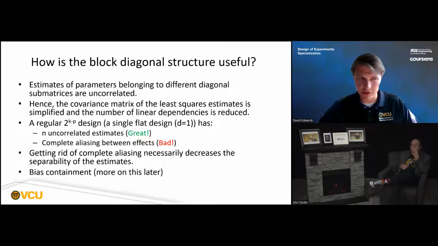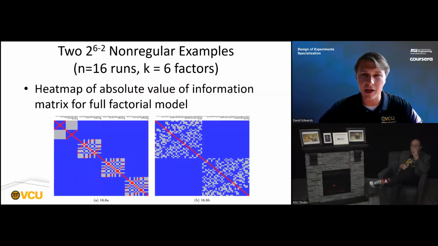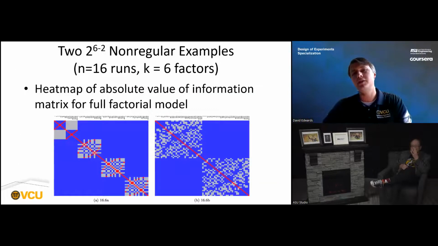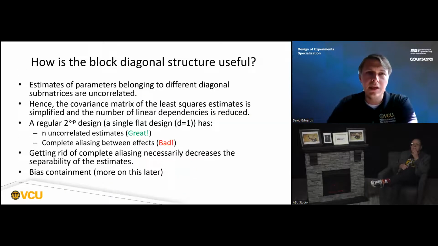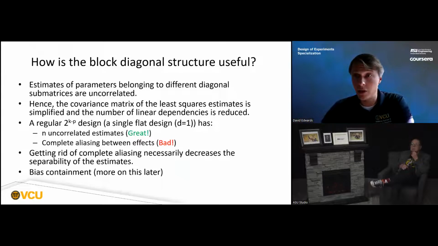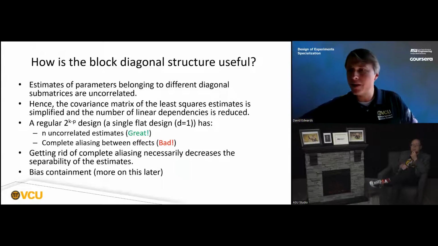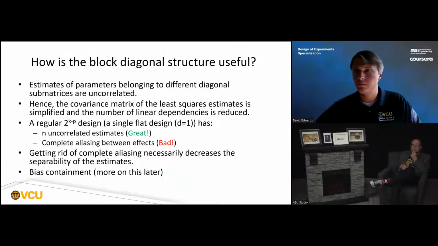So again, how is this useful at all? How is knowing that I've got a structure that looks like this block diagonal structure, how does that do anything for me? Because the estimates and parameters belong to different diagonal submatrices, they're orthogonal. It means they're uncorrelated from each other. So there's no bias of effects from one group to another group. Large effects in one alias set will not impact parameter estimates from another one. So that's good news. There's still some orthogonal separation.